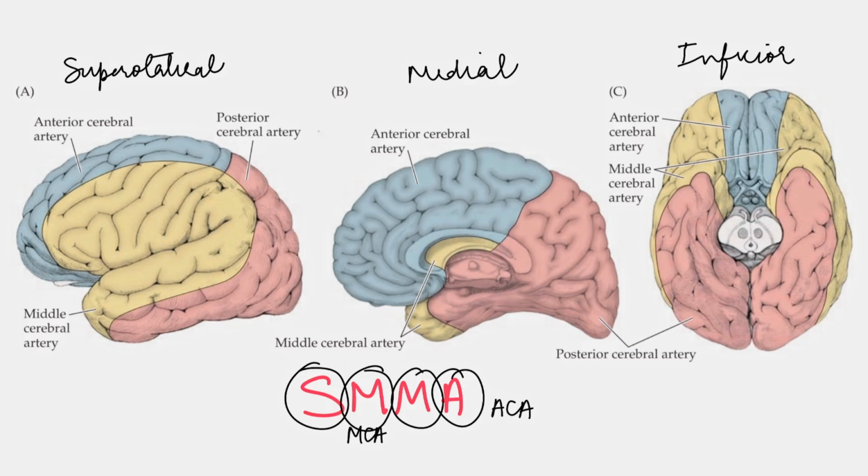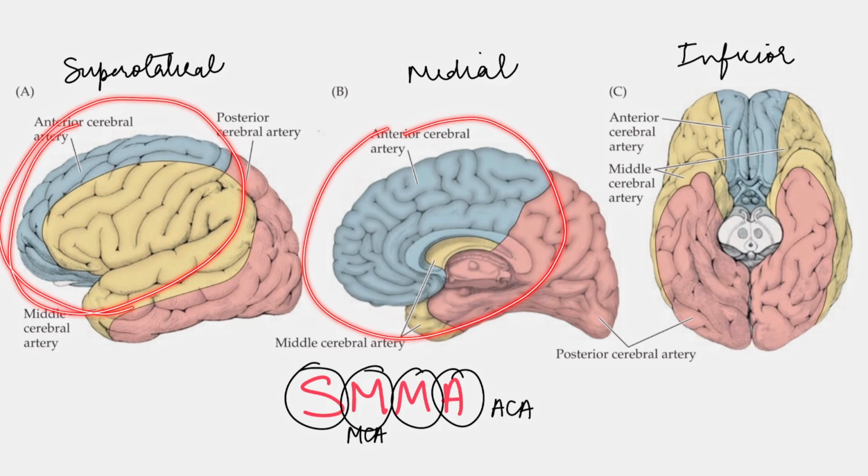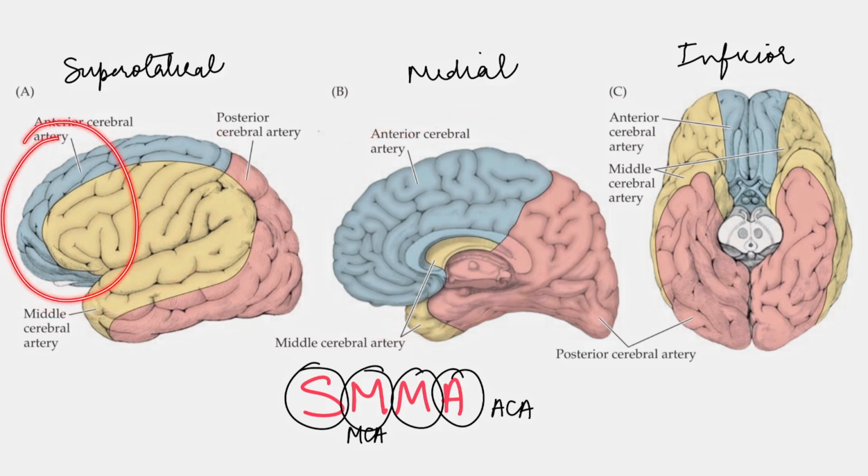So this is really important, especially in this area. If I take here would be the frontal lobe, here would be the parietal lobe. If I ask you what supplies the parietal or the frontal lobe, the medial aspect would be supplied by the ACA, whereas the superior lateral surface would be supplied by the MCA. And this is really important when it comes to stroke localization.